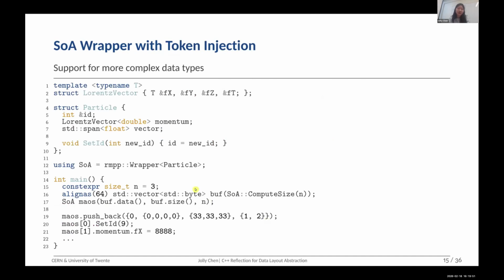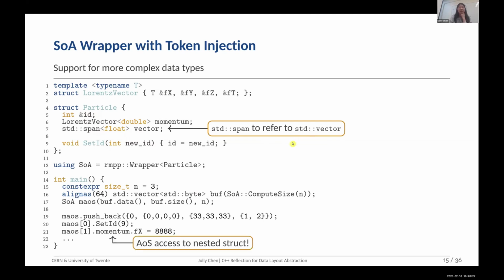So using token injection, we can have a user interface. We can have an SOA wrapper with an original structure that has more complex types. So previously we had only scalar types, but now we also have a nested structure. And we also have a structure that would be a vector. So again, like in the previous example, we only want to have reference types. So we use span to refer to a stat vector. And then at the bottom, you can see that we can also access nested structures like an AOS.